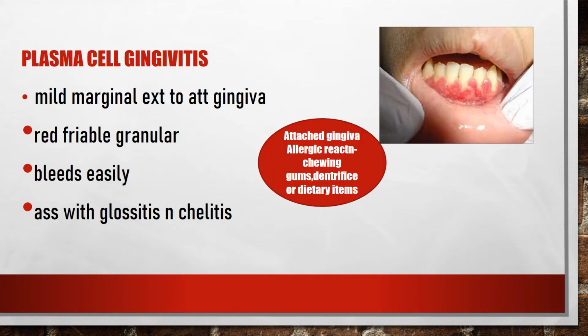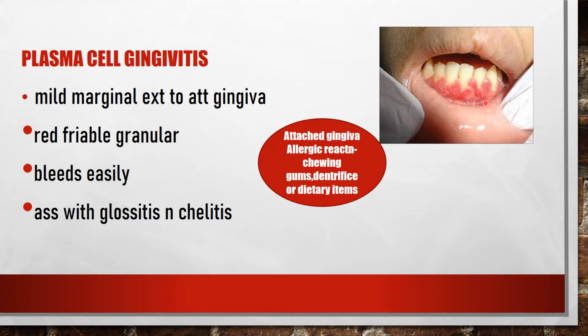The next one under chronic inflammatory gingival enlargement is plasma cell gingivitis, which is a mild marginal extension extended to the attached gingiva. The marginal gingiva is much less involved compared to the attached gingiva. It is more involved in the attached gingiva. That is the main area, and it appears as red, friable, granular and bleeds easily. It is associated with gingivitis and cheilitis. So it is more confined to the attached gingiva.